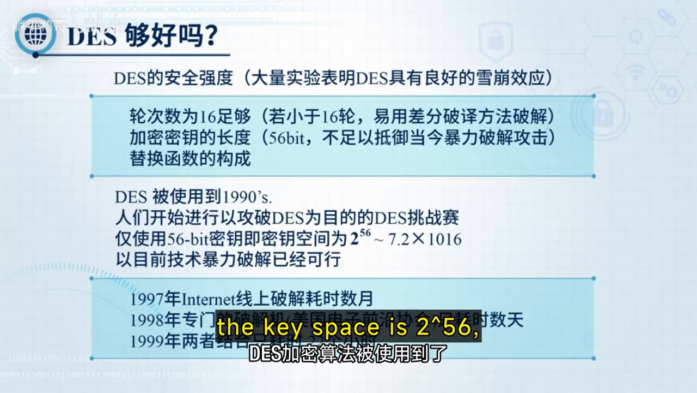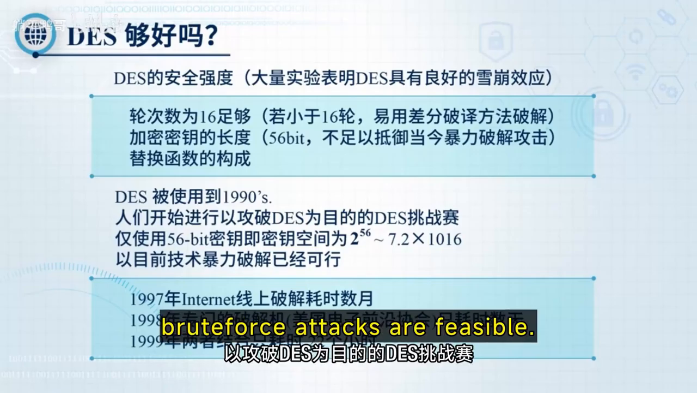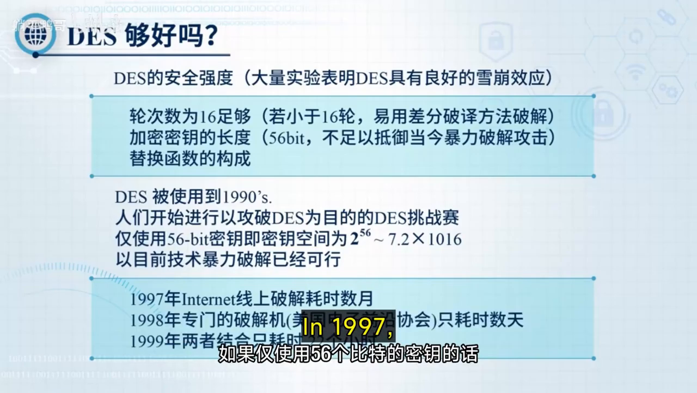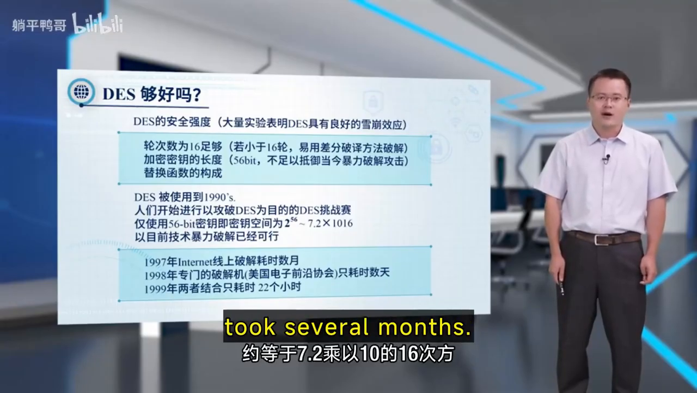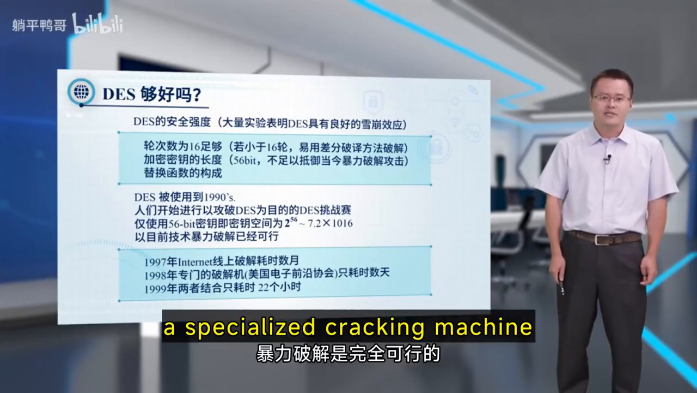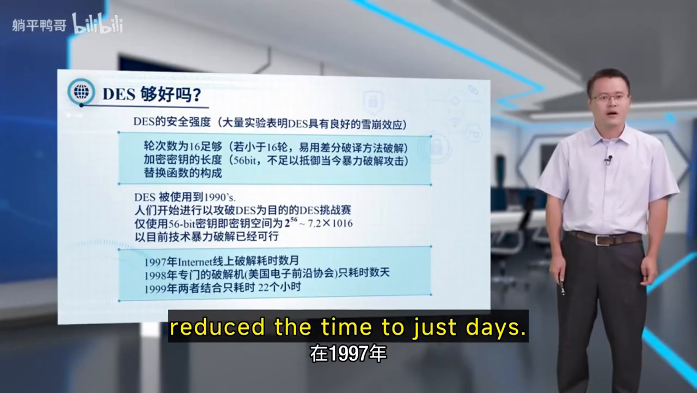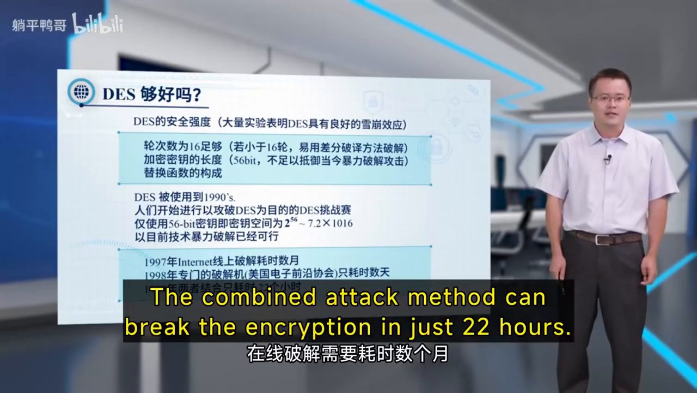The key space is 2 to the power of 56, approximately 7.2 times 10 to the power of 16. With current technology, brute force attacks are feasible. In 1997, an online attack took several months. In 1998, a specialized cracking machine reduced the time to just days. In 1999, the combined attack method could break the encryption in just 22 hours.